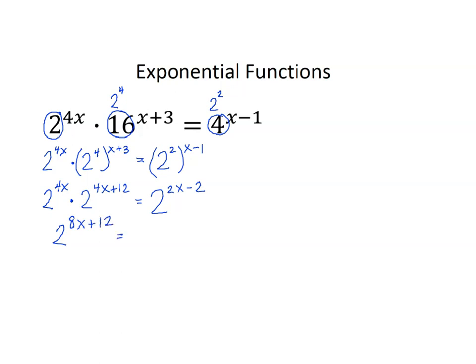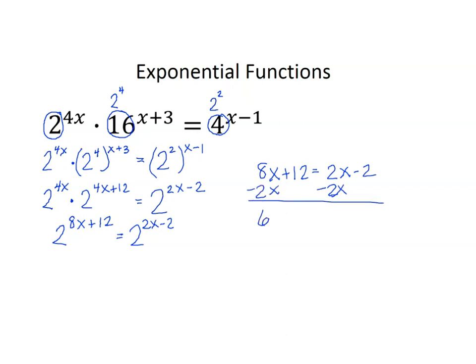And on the right side, I still have 2 to the 2x minus 2. Now, just like we saw in the last problem, the bases are now the same, so in order for the left side to equal the right side, I have to make sure these exponents are equal. So I set them equal and solve. 8x plus 12 equals 2x minus 2. I'll subtract 2x from both sides, and I get 6x plus 12 equals negative 2.